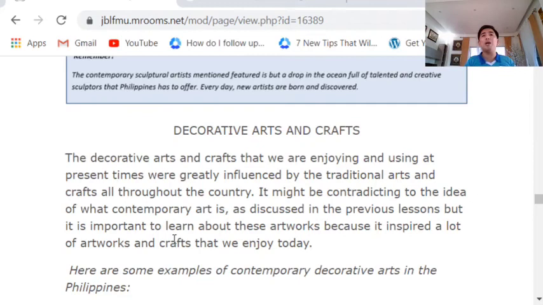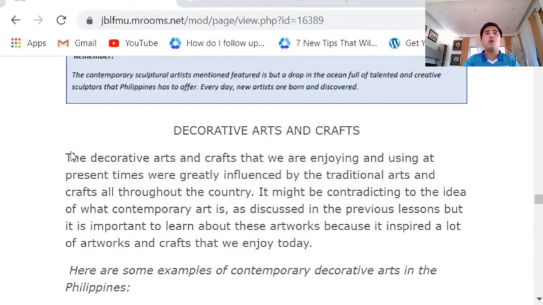Now, we are going to go to decorative arts and crafts. Okay? Of course, decorative arts and crafts can still be appreciated by the eyes. Okay? Aside from its usefulness or utility, na pwede mo siya magamit sa may purpose. Hindi mo lang i-appreciate ang beauty niya, but it has a purpose. Okay? So, ang topic natin ang decorative arts and crafts. So we're going to discuss it.